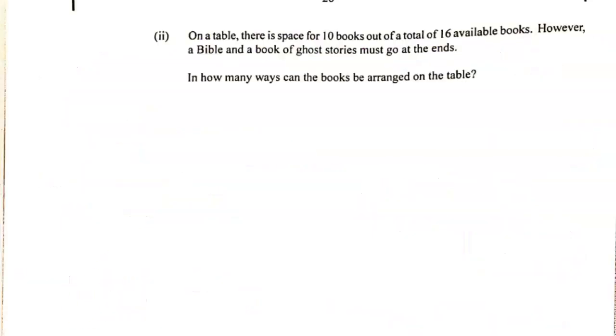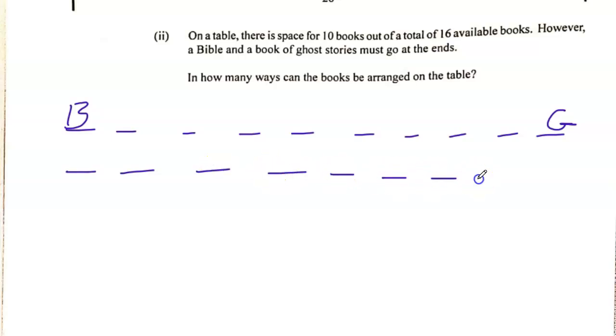On a table, there's a space for 10 books out of a total of 16 available books. However, a Bible and a book of ghost stories must go at the ends. So let's do that. So on a table, there's a space for 10 books. So 1, 2, 3, 4, 5, 6, 7, 8, 9, 10. However, a Bible and a book of ghost stories must go to either end. We could put the ghost stories here, and the Bible here.